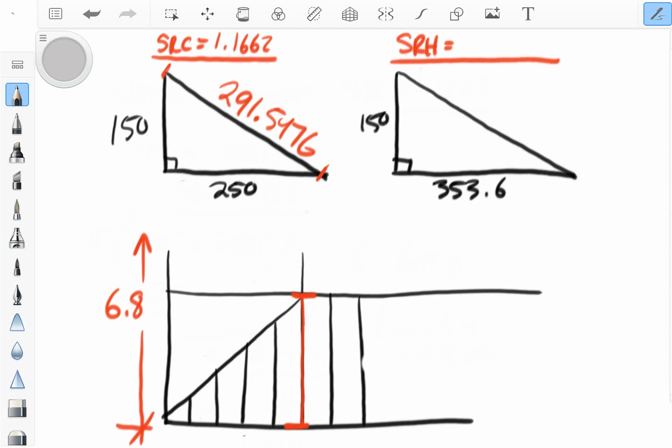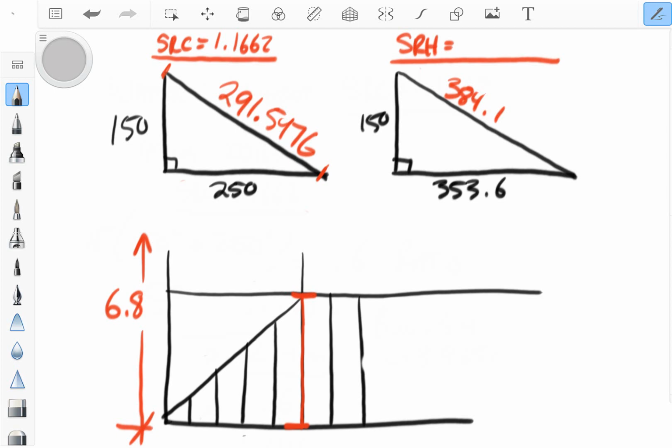So now we'll find the hypotenuse. I'm doing this in my calculator right now: square root, open bracket, 353.6 squared plus 150 squared, close bracket, enter. We have a unit line length for our hip of 384.1. Okay, great.